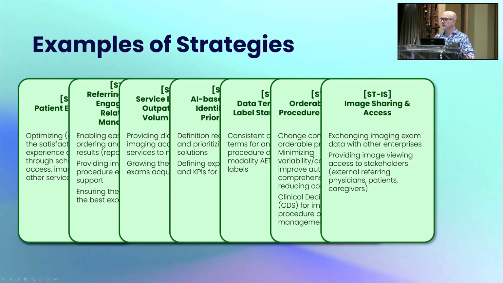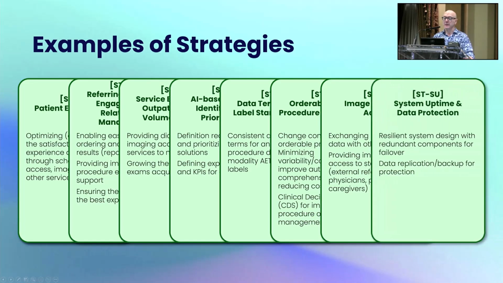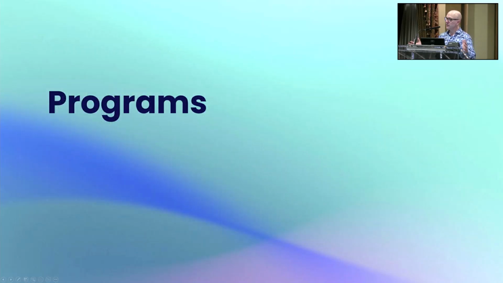Image sharing and access. This is both bringing images in from outside organizations or sharing them to other organizations or to patients themselves. This talks all about obviously sharing the DICOM images, but also sharing the reports and also giving access to those images through patient portals or referring physician portals. System uptime and data protection. So obviously a very key strategy for making sure that systems are actually available and functioning and data is safe, protected, replicated. So those are examples of strategies, and I'll show you an example of how one of those is structured.